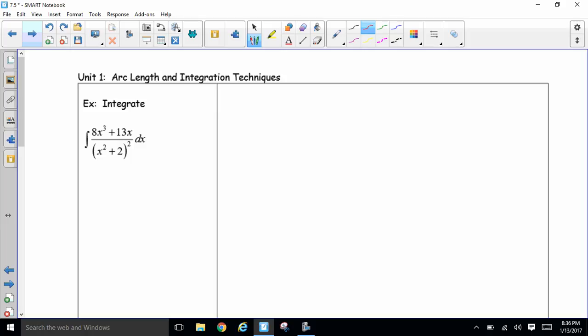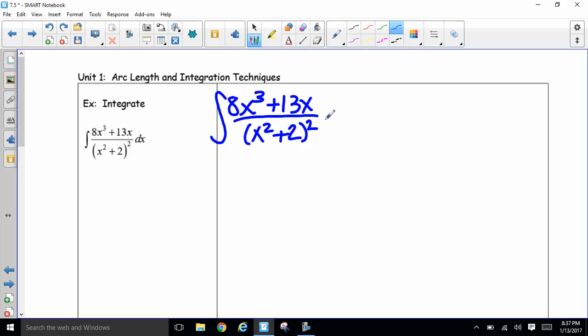All right, this one's already factored for us. It's a repeated factor. So as I switch it over, I have 8x cubed plus 13x all over the x squared plus 2 squared dx. That's going to equal, well, it's a repeated factor, so I need it twice. One time I need to have x squared plus 2 as my factor, and the other time I need x squared plus 2 quantity squared.